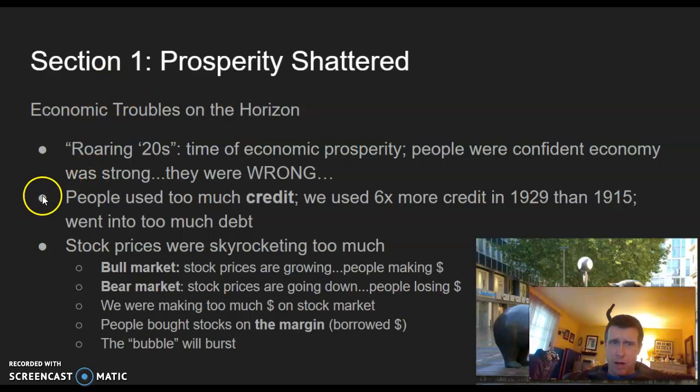One of the biggest problems was that people were using too much credit. They're borrowing too much money. They're going into too much debt, and then when people lost their jobs, they still had bills that they had to pay, but they didn't have any money, so that was one big problem.